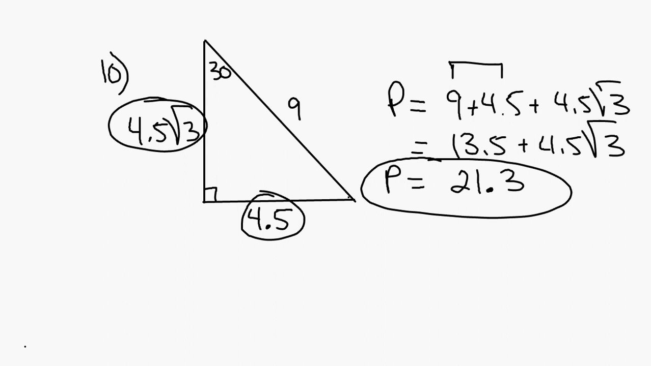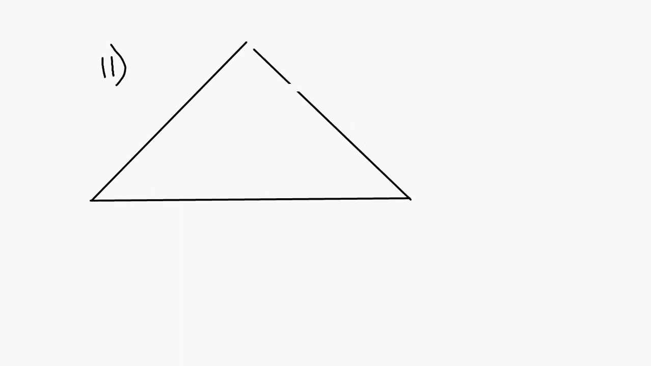All right, number 11. A piece of art is in the shape of an equilateral triangle with sides 6. So we got an equilateral triangle. That means all the sides are the same. If all the sides in the triangle are the same, and one of them is 6, all the angles are the same. If all the angles are the same and they have to add up to 180, then they're 60 degrees each. Find the area of the piece of art. Round your answer to the nearest tenth.